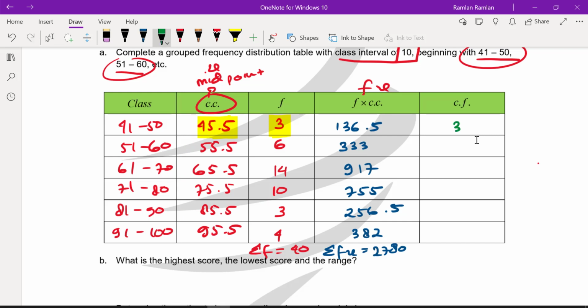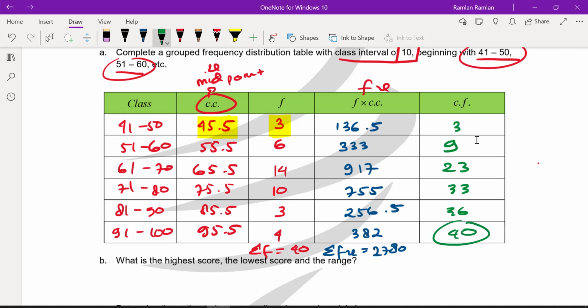So this is going to be 3 because this is 3, and then this is going to be 9 because 3 plus 6 equals 9, and then the next one will be equal to 23 because 9 plus 14 is 23. Then again, add them with the next number, which is going to be 23 plus 10, that'll be 33. And then add again with this one, you get 36. And the last one, add with 4, you will get 40.